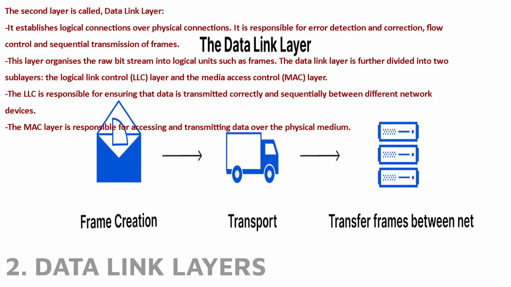The data link layer is further divided into 2 sub-layers. The first one is the logical link control, also known as the LLC layer, and the media access control, in other words, the MAC layer. The LLC is responsible for ensuring that data is transmitted correctly and sequentially between different network devices. And the MAC layer is responsible for accessing and transmitting data over the physical medium.